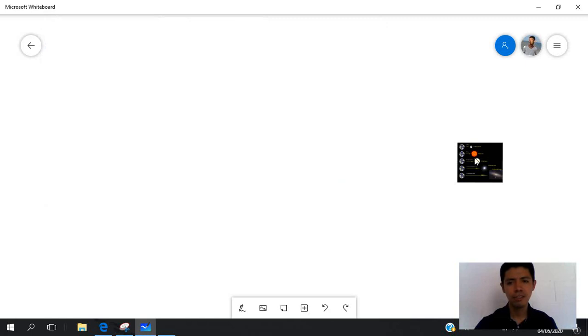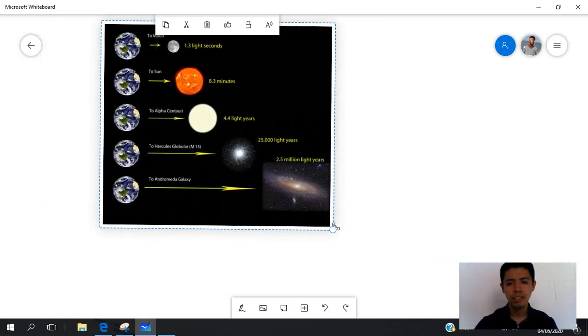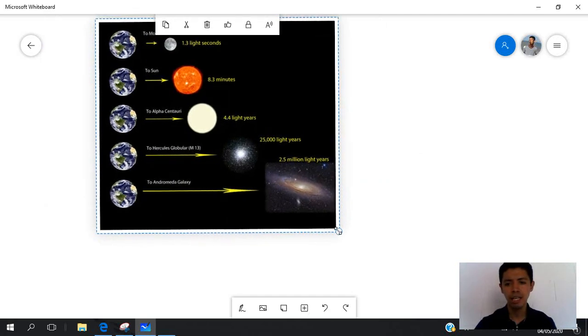Finally, let's talk about the light year. A light year is equivalent to 9.5 billion kilometers and is the distance that light travels in 1 year. We use that for the measurement of distances between galaxies. For example, between the Earth to Alpha Centauri, there are 4.4 light years.